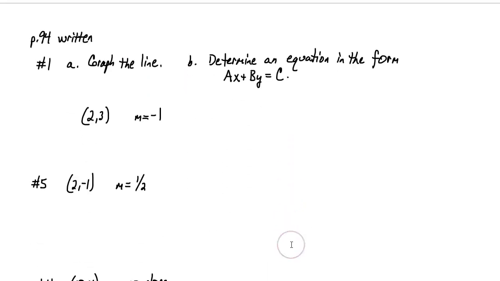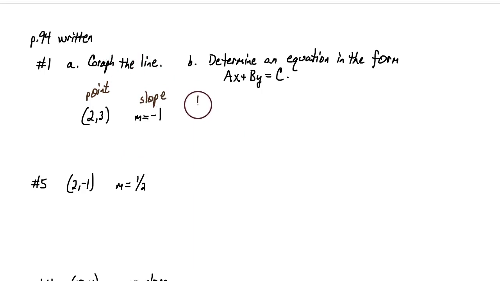Okay, page 94, the written exercises. In part A, we're asked to graph a line, and in part B, we're asked to determine the equation of the line. What we're given to work with is a point that the line goes through and its slope. When you are given a point and you are given the slope, you can graph the line.